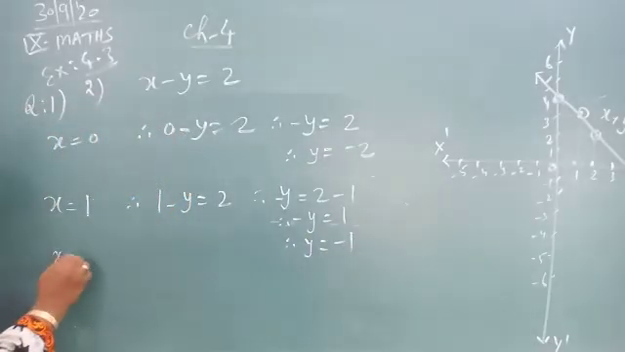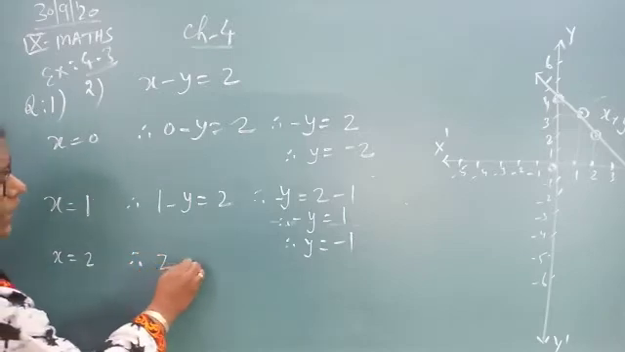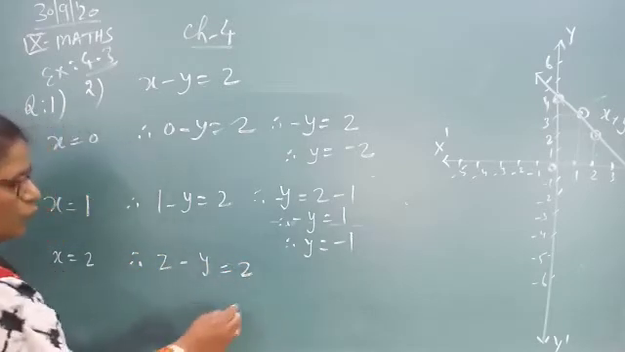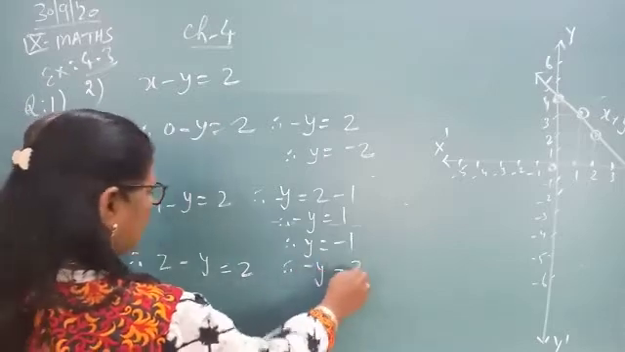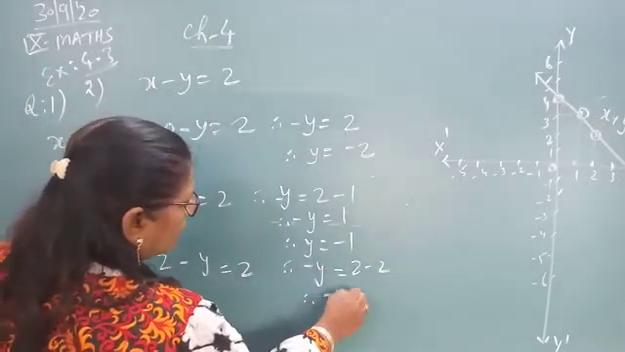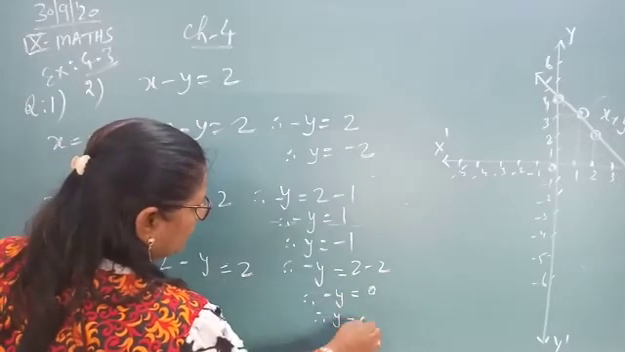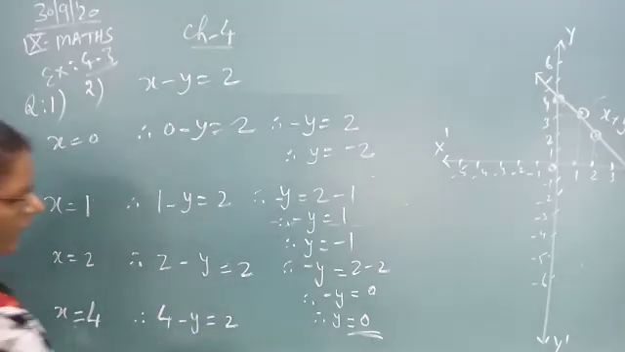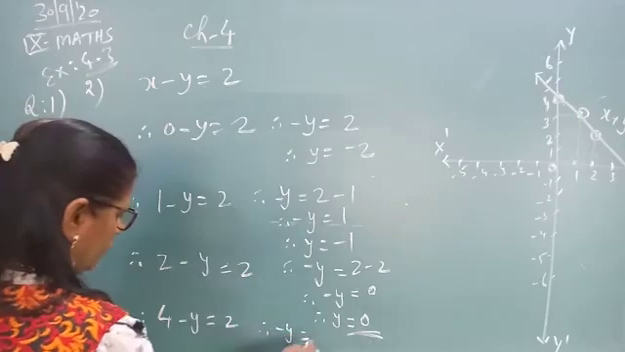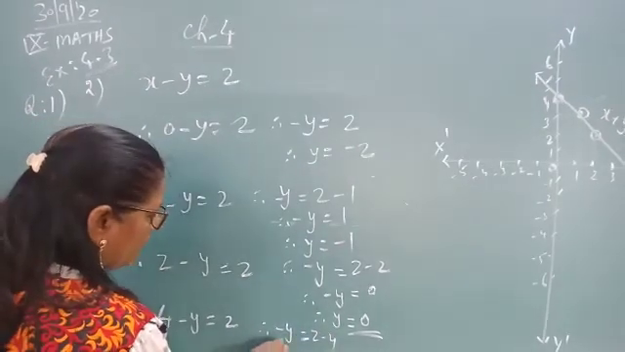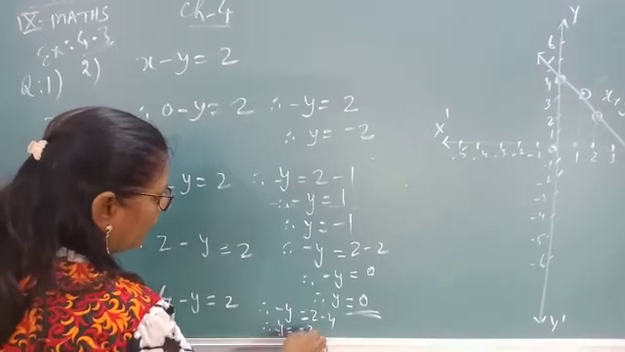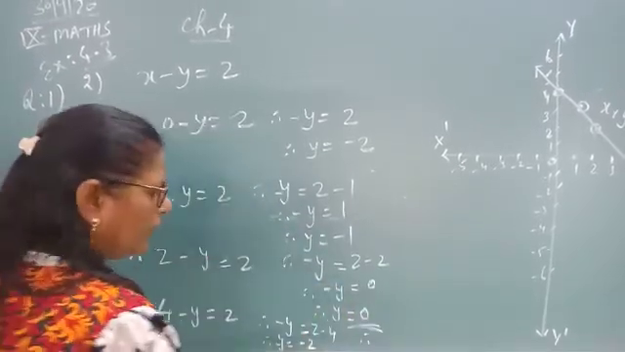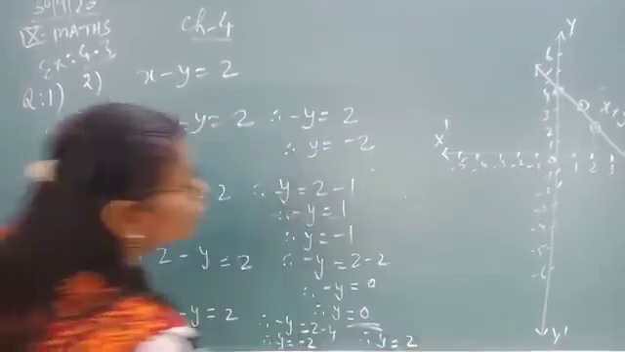Then we take x is equal to 2. Therefore 2 minus y is equal to 2, therefore minus y is 2 minus 2, therefore minus y is 0, therefore y is equal to 0. Now the fourth value, suppose we take x is equal to 4. Therefore 4 minus y is equal to 2, therefore minus y is equal to 2 minus 4, therefore minus y is equal to minus 2. On both sides you remove the minus. Therefore y is equal to 2.